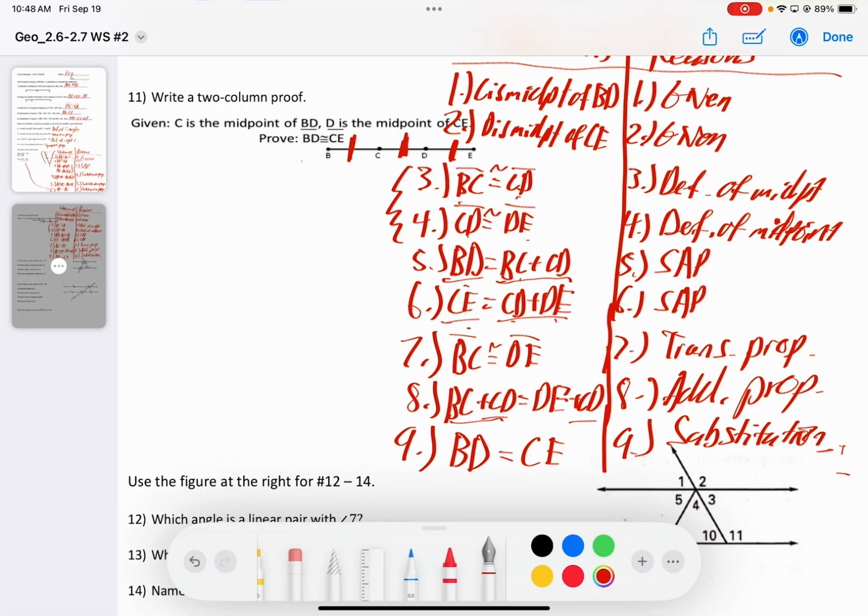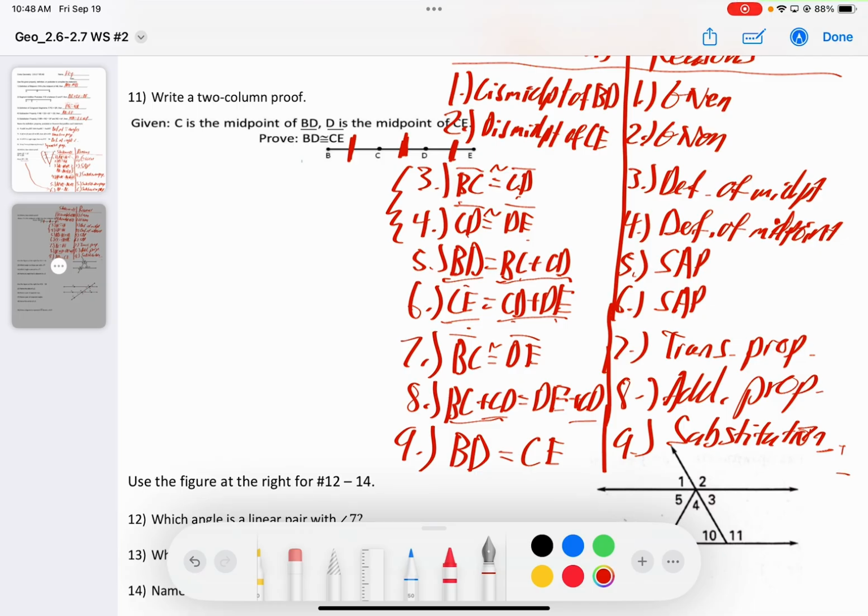Are you going to give us one like that on the quiz? I don't want to rule anything out, so I don't want to say necessarily yes or no. But I also could give you something like that and give you the statements already there and you have to put the reasons in. That's also possible. We'll see some of those problems in your homework tonight.